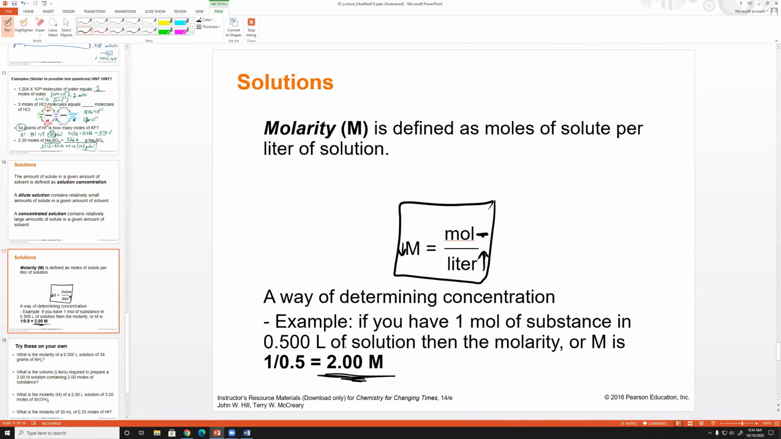Additionally, the volume that I give you might not be in liters. It might be in milliliters. In that case, you'd have to convert. So there are these other factors that are involved. We're combining these concepts that are very important, so we're going to be doing a bunch of examples.